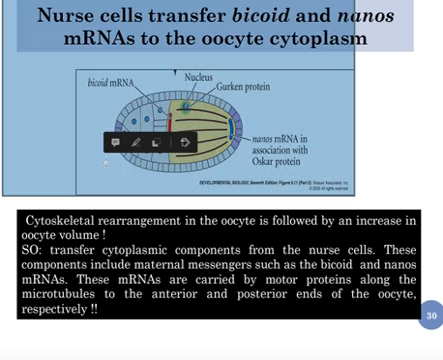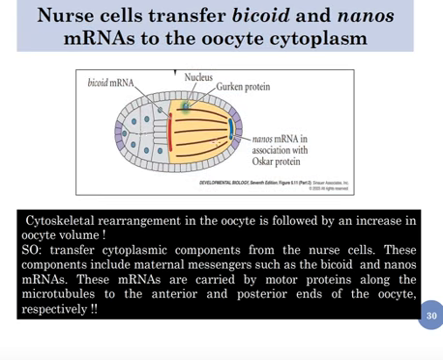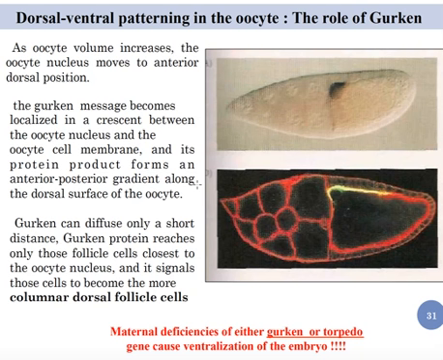axis of the oocyte. So as we can see, the anterior-posterior axis is formed before the formation of the dorsal-ventral axis. So how is the dorsal-ventral axis formed? Once the nucleus moved to this location, this nucleus will secrete gurken, and this gurken expression will form a kind of crescent shape.